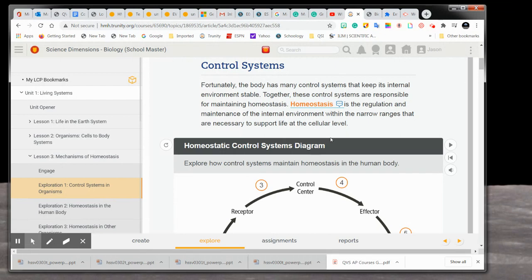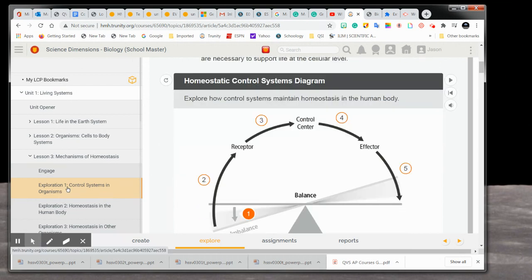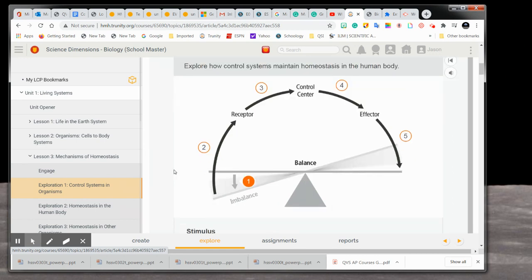Okay, so remember the definition of homeostasis is a regulation and maintenance of internal environment within a narrow range that is necessary to support life at a cellular level. So in this first section here, exploration one, we're just going to talk about general terms of how homeostasis works for all body systems. And in the second section here, we're going to get into some specifics related to individual systems. Okay, so generally speaking, we'll be talking about this diagram here.